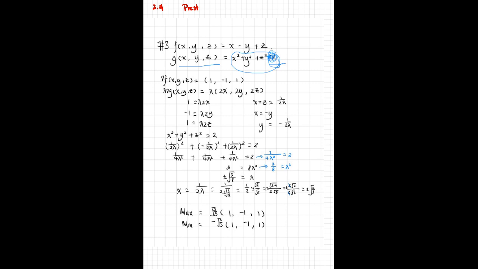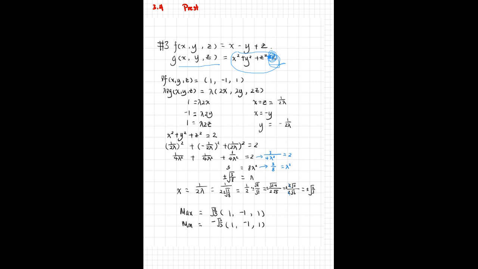So I take the first derivative of function f. It gives 1, -1, and 1, and the gradient of g goes to lambda times 2x, 2y, and 2z. So I set up the equations: 1 equals lambda 2x, -1 equals lambda 2y, 1 equals lambda 2z. So it shows that x equals z, which is 1 over 2 lambda. And also x could be the negative y, which is y equals -1 over 2 lambda.